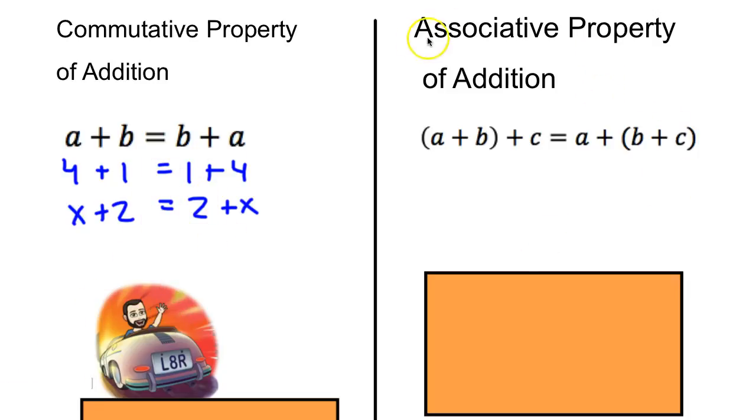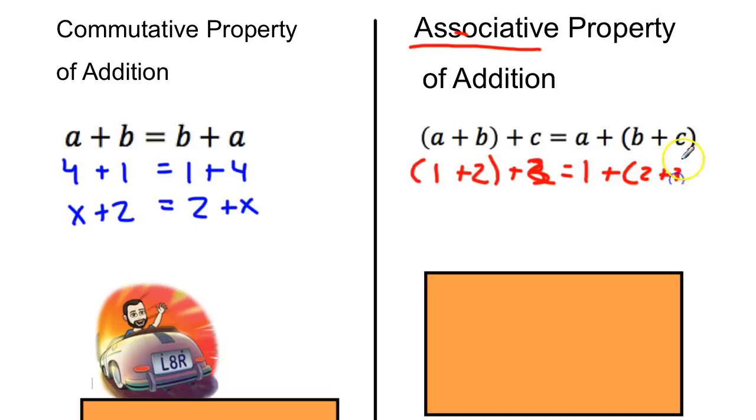The next property we have is the associative property of addition. This says that you can put addition problems in groups and you'll still get the same number. So this one they grouped A and B, this one they grouped B and C, and we should get the same answer. They should be equal. So if I put it in context, if A equals 1 and B equals 2 and C equals 3, that's (1 plus 2) plus 3. That should be the same as 1 plus parentheses 2 plus 3.